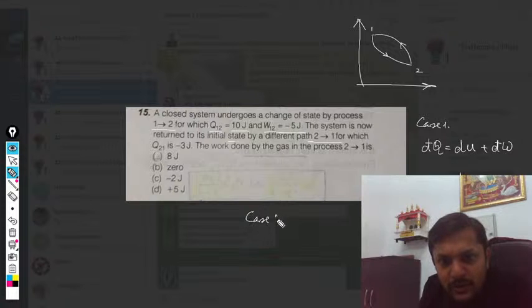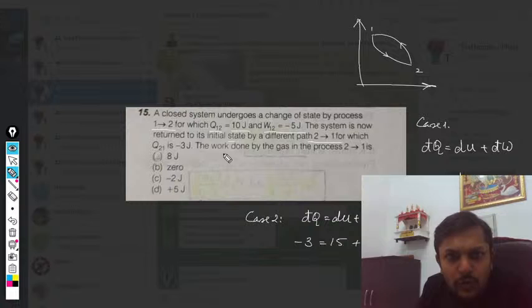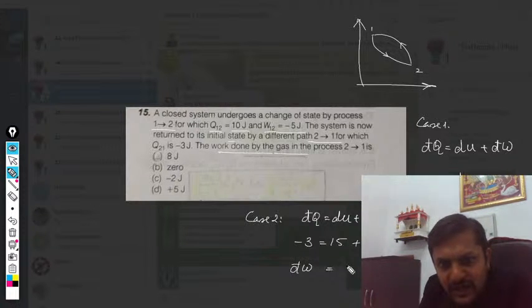So what about case number 2 now? In case number 2, I would be using this equation again. Now dQ is given as minus 3, dU is 15 plus dW. So what is the work done by the gas? Work done by the gas will come out to be minus 15 and minus 3, that will be minus 18 joules.